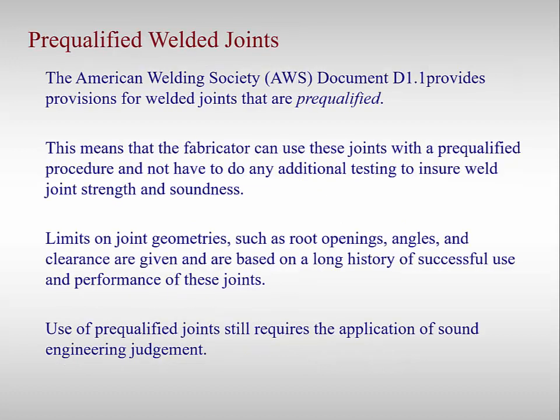Before a welded detail can be used in constructional steel, it also must be qualified. This also requires expensive destructive testing. The American Welding Society, document D1.1, provides provisions for welded joints that are pre-qualified. This means that the fabricator can use these joints with a pre-qualified procedure and not have to do any additional testing to ensure weld joint strength and soundness.